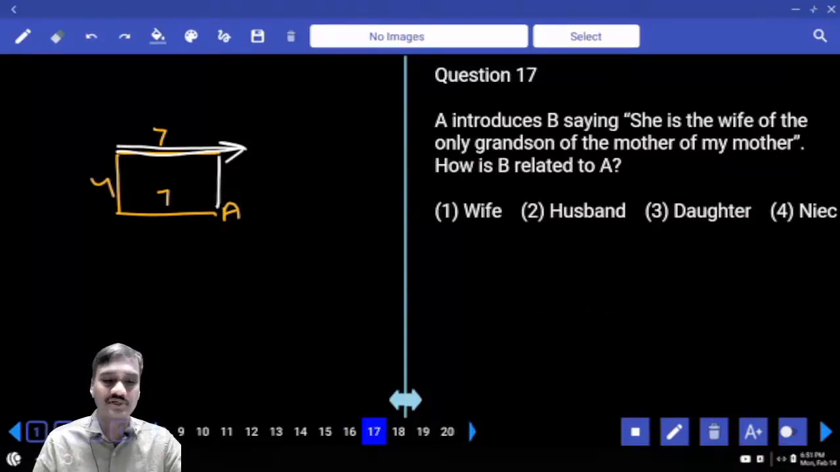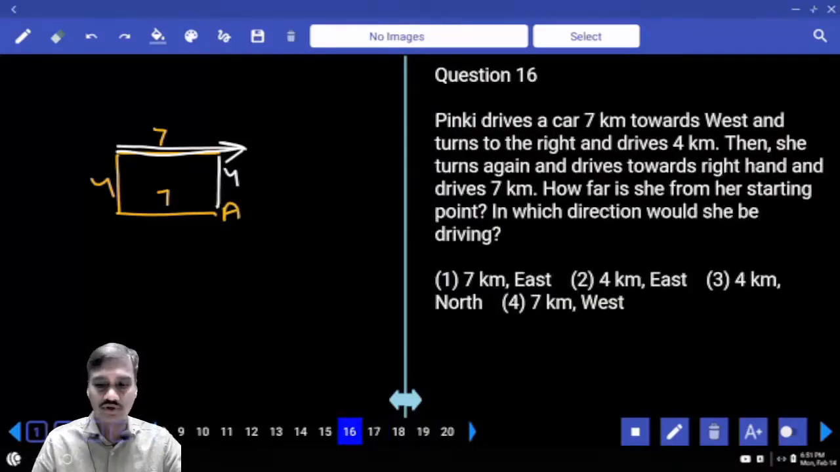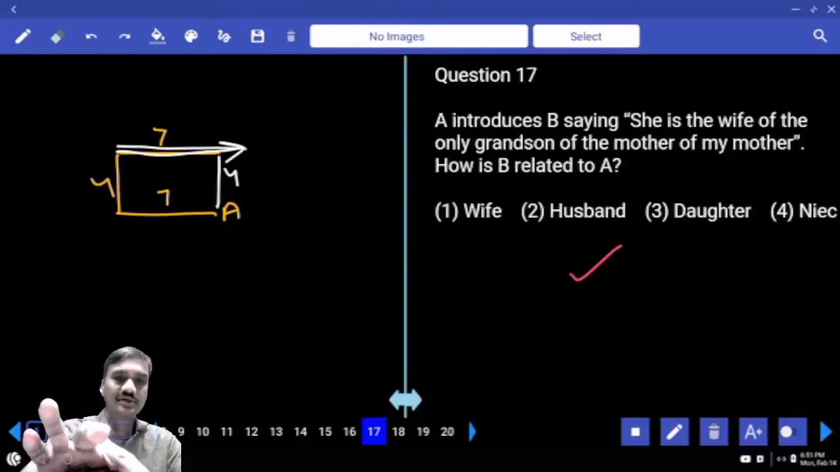Now 4 kilometers. Yes, 4 kilometers. Now the distance between these 2 is only 4 kilometers. Now 4 kilometers and towards east, that is choice 2. Then next one, 17th one.